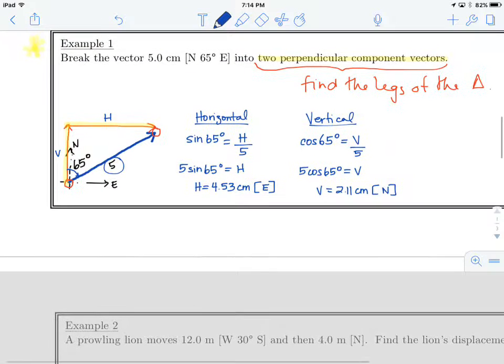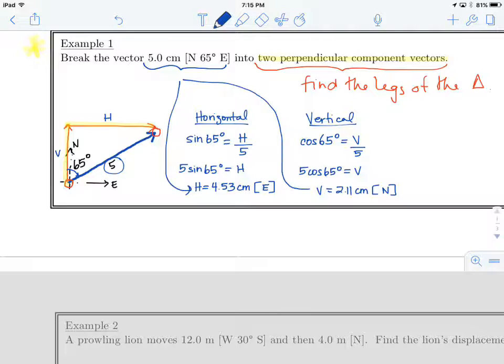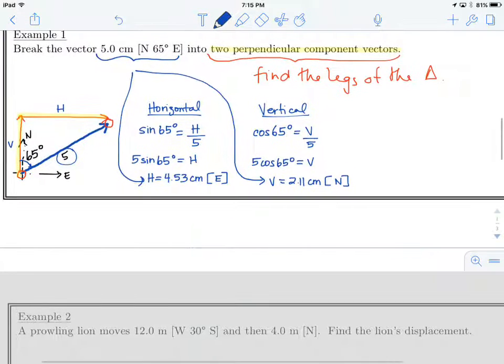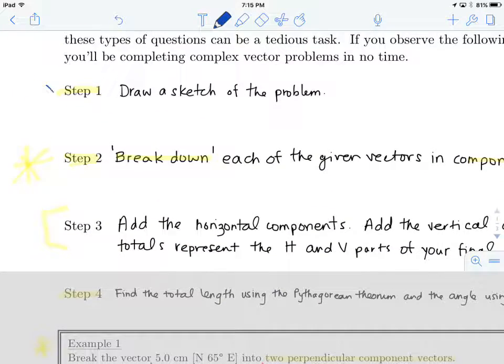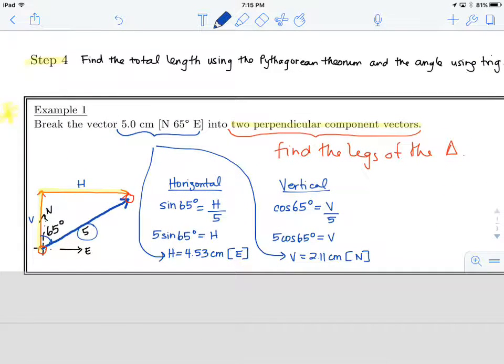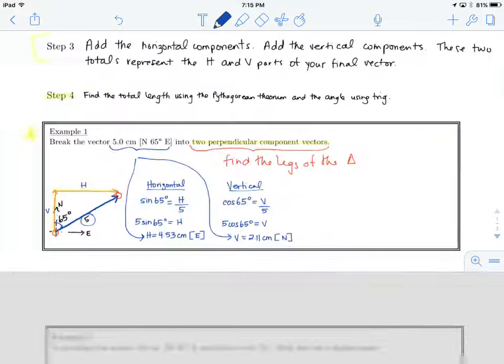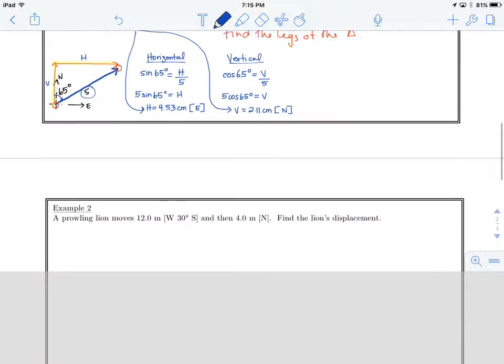So what I've done is I've taken this vector and broken it apart into a horizontal and a vertical. This is the first step, really the first and second step, in doing a bigger vector problem. And this is how we're going to do this. Every single vector that we're given in this form, we need to break into its horizontal and its vertical components. Okay, so that's example 1. And let's continue on with now a complete question.